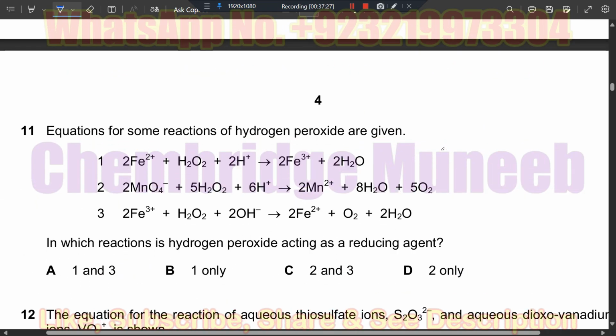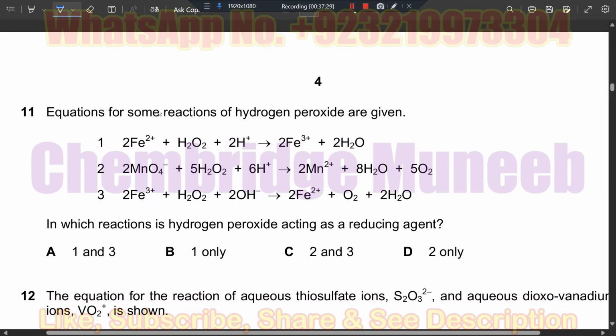Now question number 11, equations for some reactions of hydrogen peroxide are given. We have to tell which of these reactions is the one in which H2O2 is acting as a reducing agent. Hydrogen peroxide is H2O2. For this purpose we must see that the other element must be reduced. If we see here, iron 2 plus is changing into 3 plus. This is the oxidation process happening here, so it is not being reduced. Since H2O2 is a reducing agent, it must be reducing iron, but it is not reducing iron. So option 1 is incorrect.